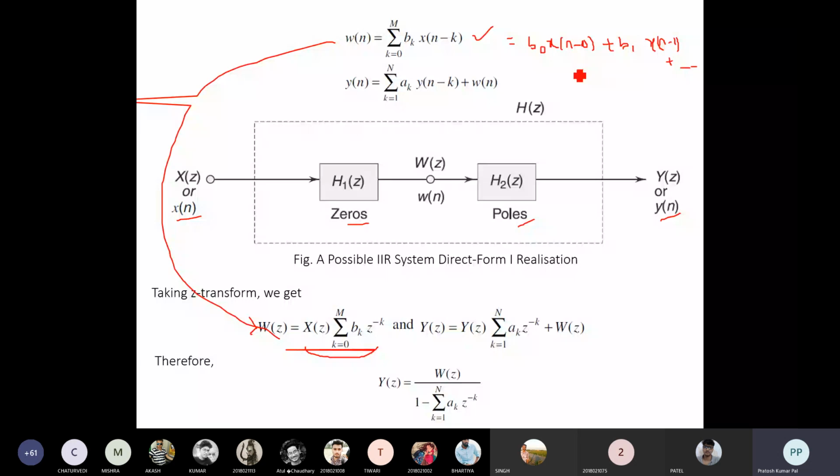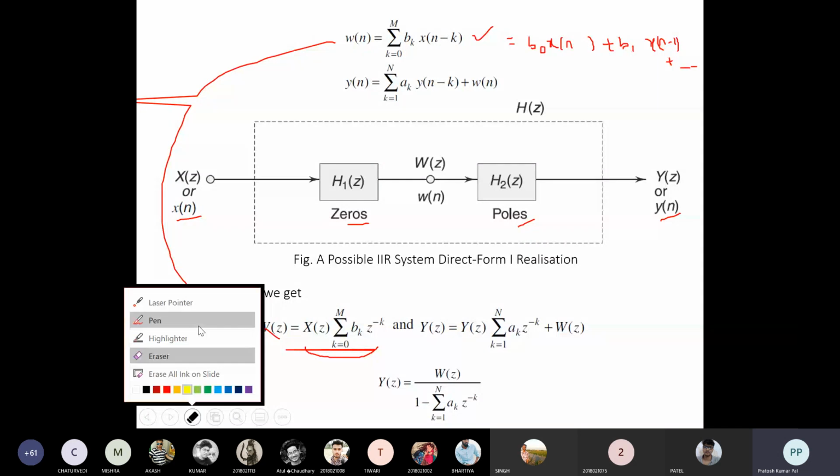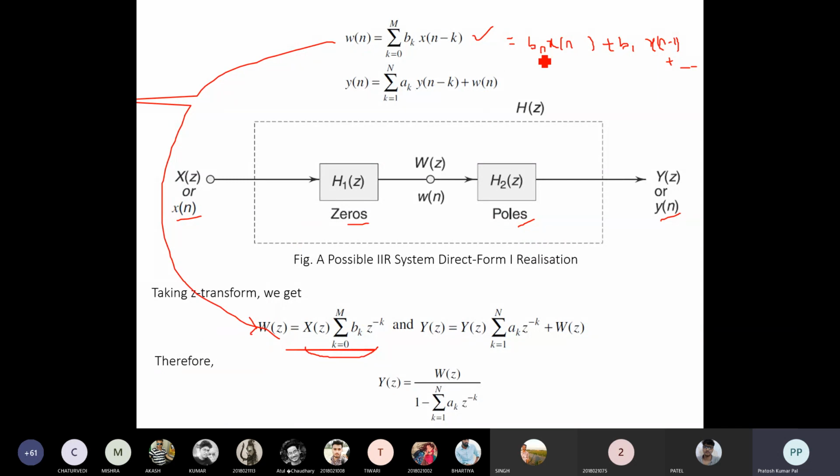First of all, we will be realizing the first term, that is w of n equals b of 0 x of n minus 0, so it is like the x of n term. The first term is b0 multiplied by x of n, then the second term will be plus b1 x of n minus 1. To realize this, first of all we will be realizing the zeros only.